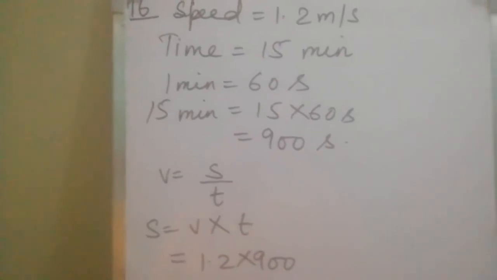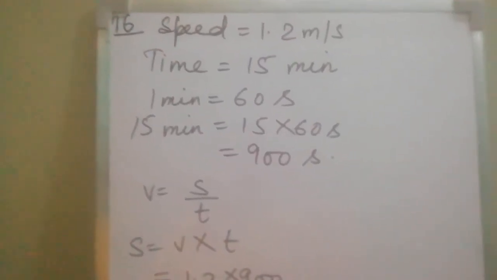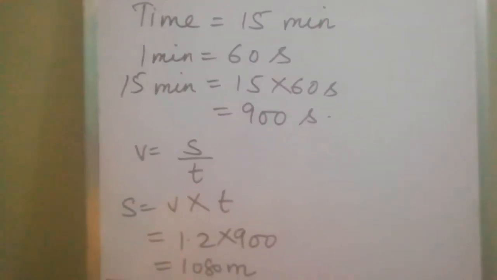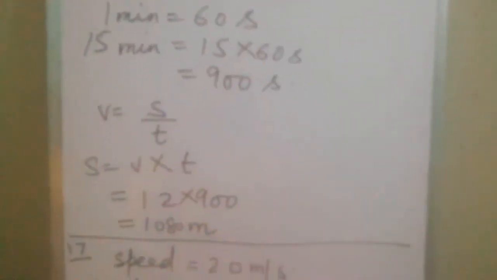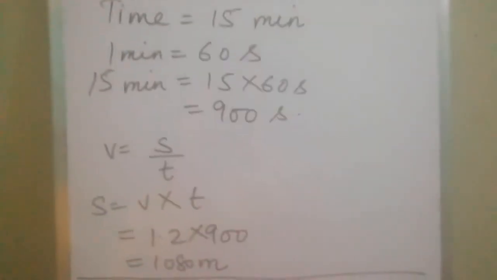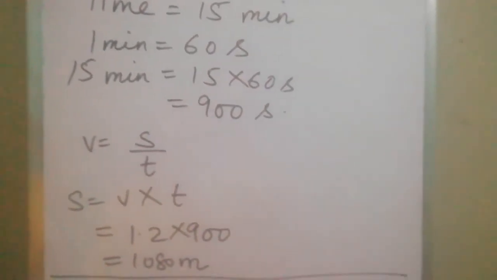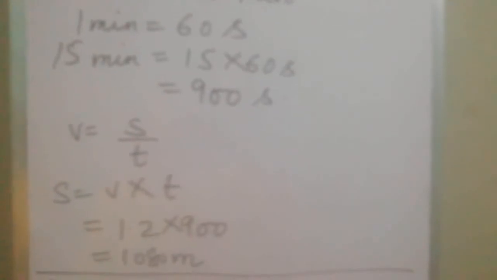So s equals v into t. When you multiply the given speed, 1.2, and the time, 900 seconds, 1.2 multiplied by 900, you will get the distance. How much distance? 1080 meter. So what is the distance covered by the jogger in 15 minutes? 1080 meter. So children, we have discussed a few examples based on speed.